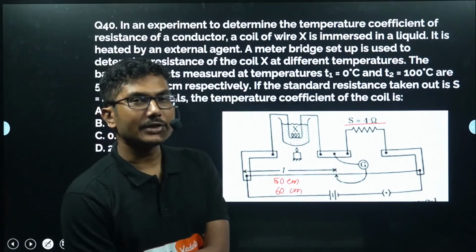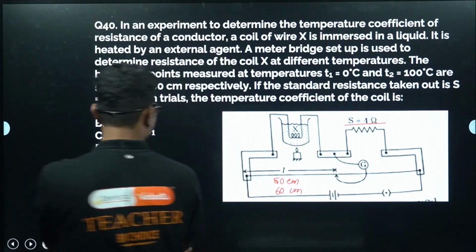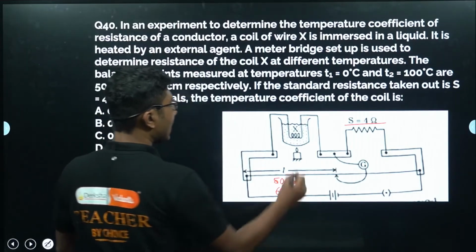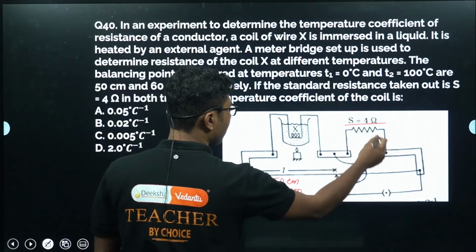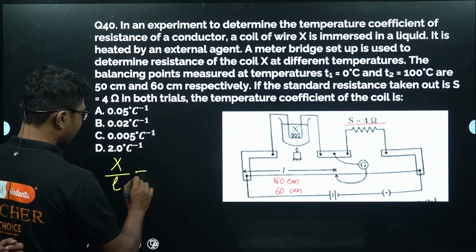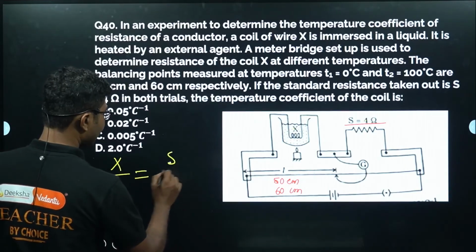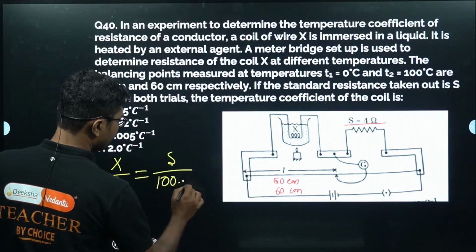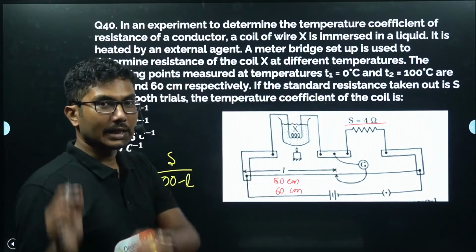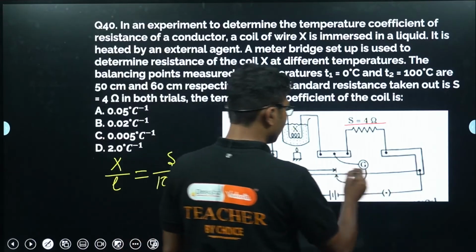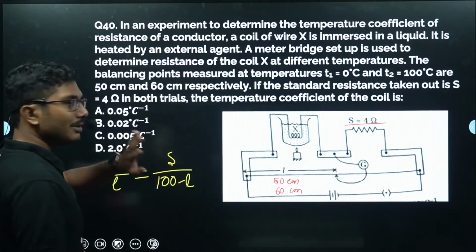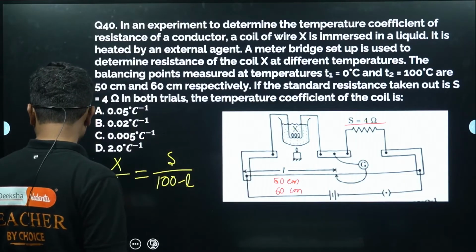Now this is an application of the Wheatstone bridge. So the formula you must know is X by L equals S by 100 minus L. This is a meter bridge. That means the entire length is 1 meter, that is 100 centimeter. So if this is L, then this will be 100 minus L. This much formula only you need to calculate both parts.